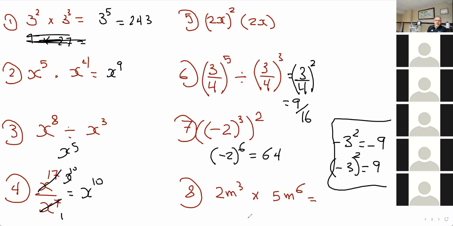All right. Here, in this situation, you're multiplying. So you have a normal 2 times 5, which is 10. Then m to the 3 times m to the 6: you add the exponents, and that gives you m to the 9. All right.